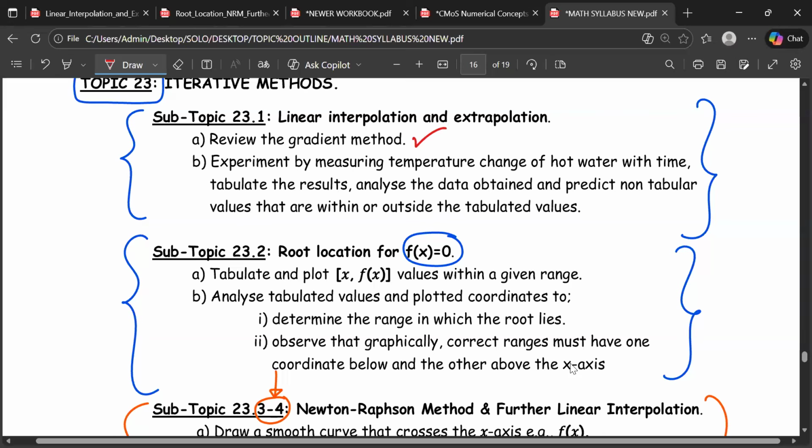I want us to do the experiment, and talk about it, of course, and also do some numbers. Doing the numbers, this part you're seeing is predicting the non-tabular values, meaning the values that are not within the table, those that are outside. Then they want us to look at the root location for f of x.